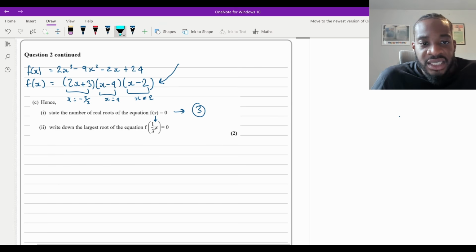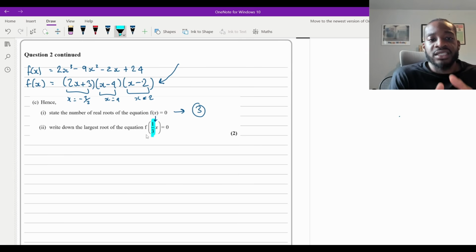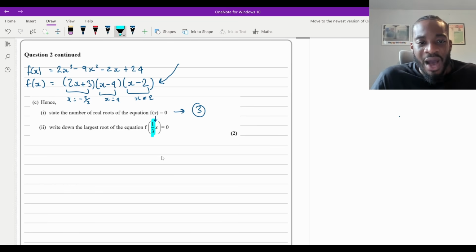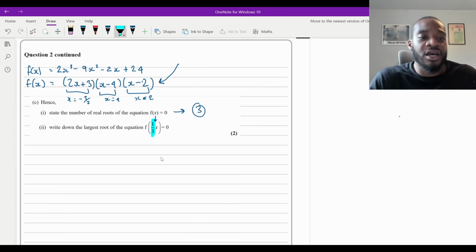When you've got something on the inside, this just affects the x coordinate. The number you multiply the x by, which in this case is a third, you divide every x coordinate by that number. So every single x coordinate will be divided by a third, which in other words is the same as multiplying by 3. Essentially, each of the roots are going to triple in size, aren't they?